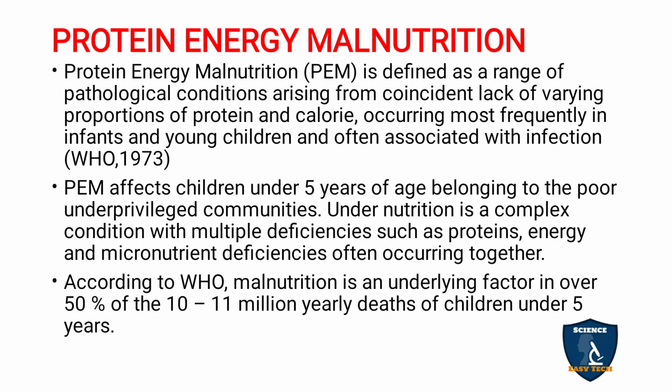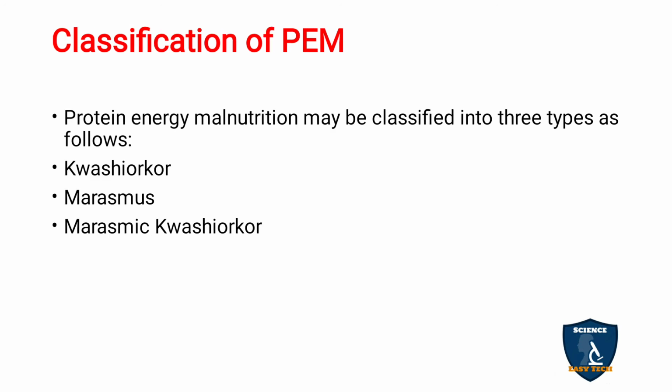According to WHO, malnutrition is an underlying factor in over 50% of the 10 to 11 million yearly deaths of children under 5 years. So many children are dying due to undernutrition. So approximately WHO is telling that 10 to 11 million yearly deaths are reported due to undernutrition. See how pathetic the condition is.